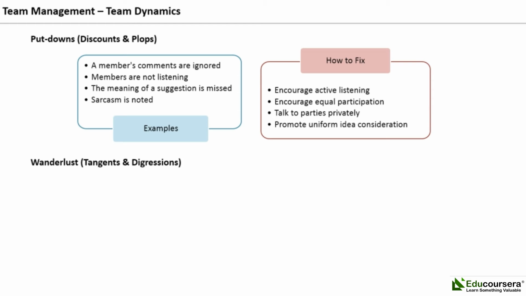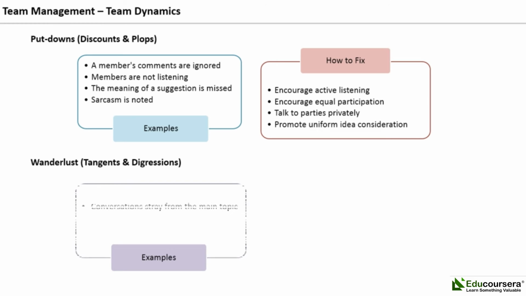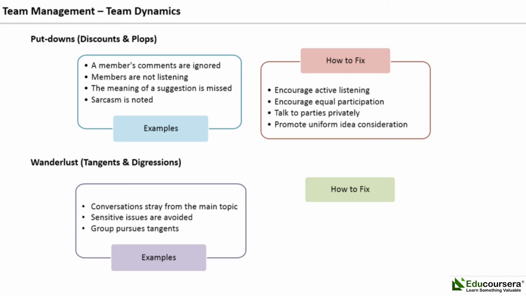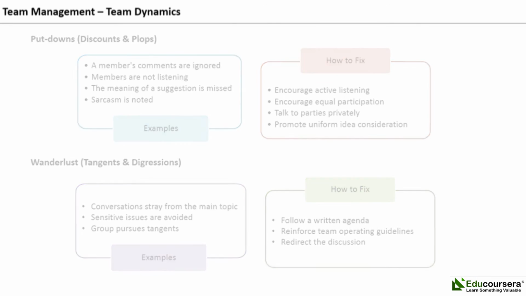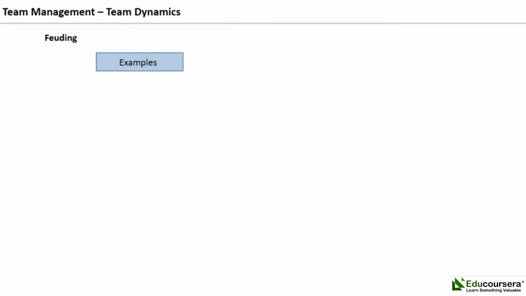Wanderlust, tangents and digressions. The examples of wanderlust include: conversations stray from the main topic, sensitive issues are avoided, and the group pursues tangents. We can fix it by following a written agenda, reinforcing team operating guidelines, redirecting the discussion.